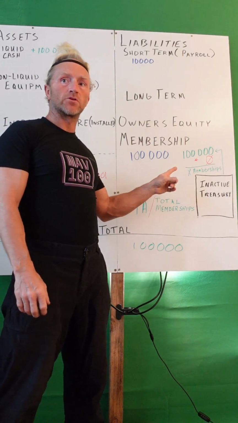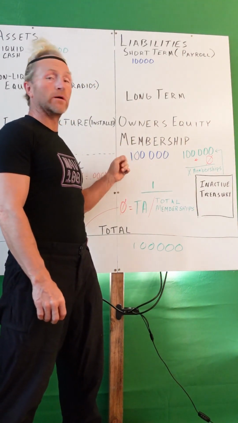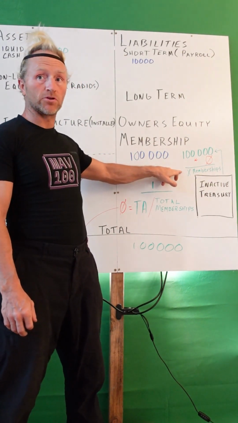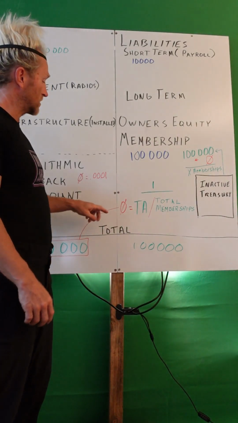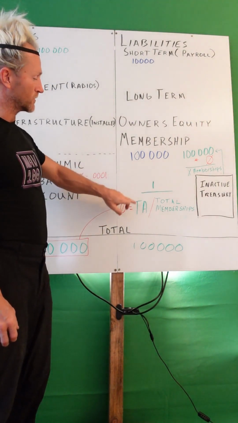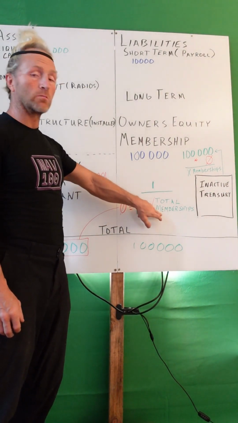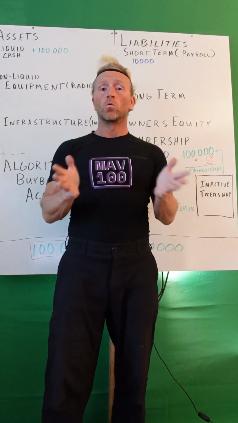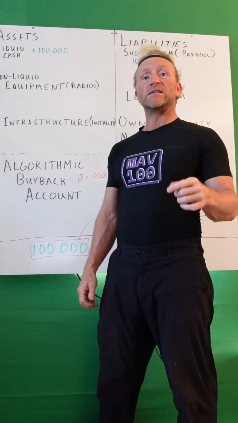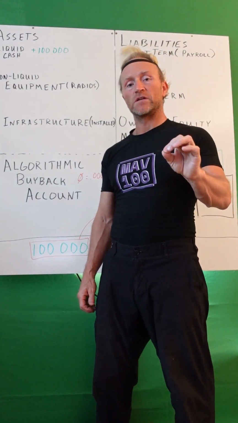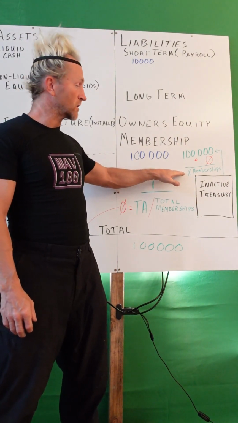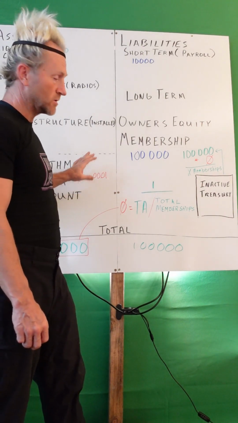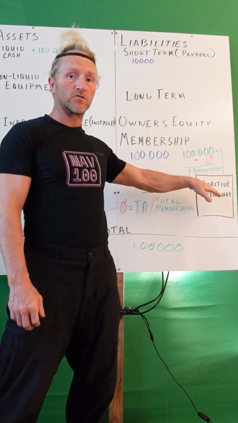Understand that the number of memberships will be different than the value of memberships. 100,000 times theta will equal X memberships. Calculating theta will look something like 1 over total assets divided by total memberships, which gives you the scalar value that we put here. Don't worry about this now. There will be a deep dive on this coefficient in another video. These memberships are going to come out of the inactive treasury, and when people sell in later, that's going to go back into the inactive treasury.